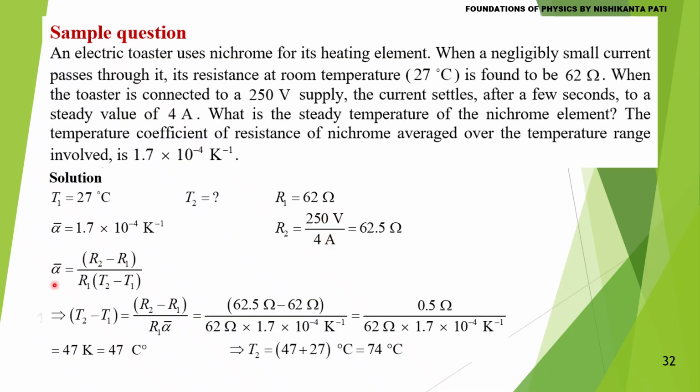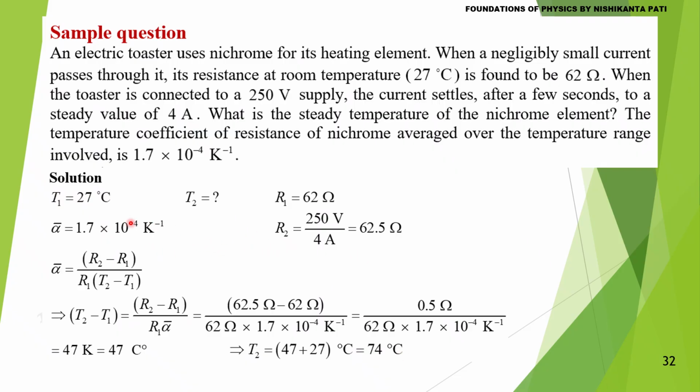Then alpha bar we know is R2 minus R1 by R1 into T2 minus T1. Then putting this in, T2 minus T1 we get 47 Kelvin, which is equal to 47 C degree. C degree means it is the change in Celsius. So T2 is 47 plus 27 degree C, that is 74 degree C.